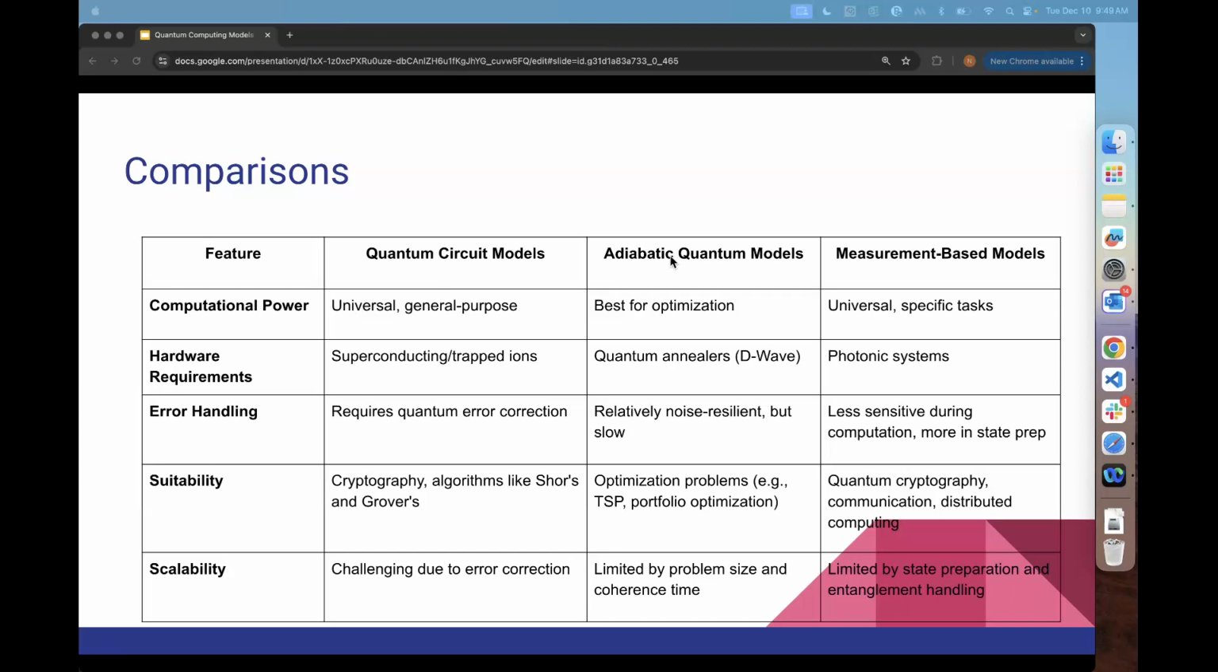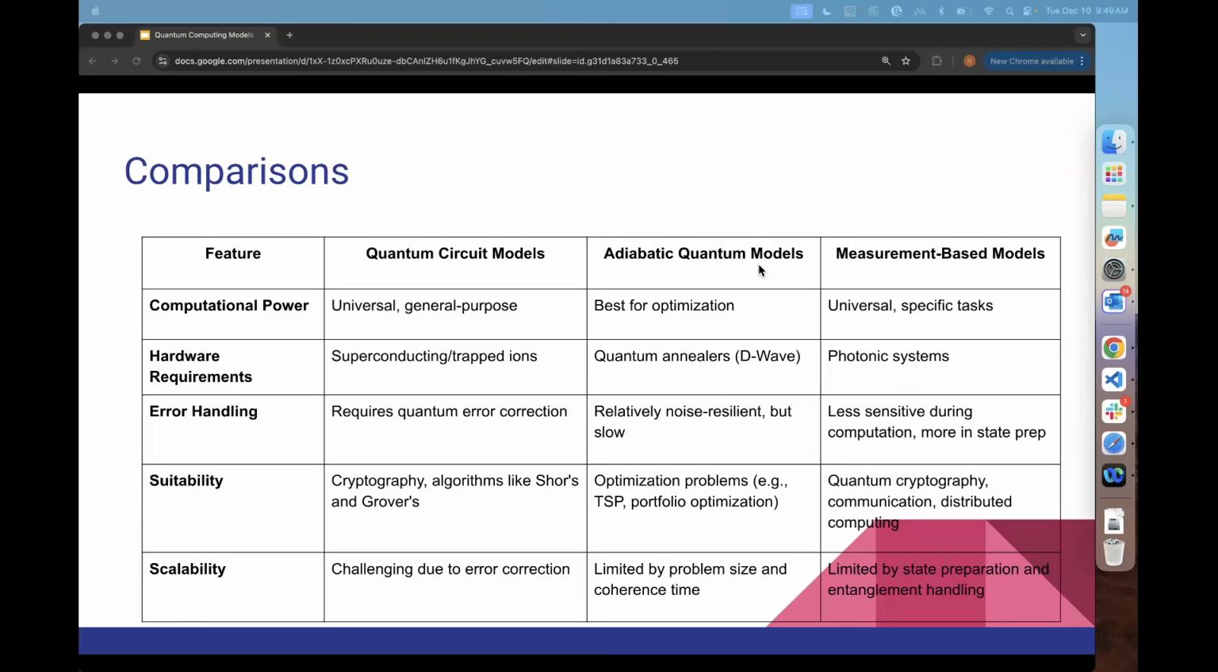And when you move on to adiabatic quantum models, these are best suited for optimization use cases. Their hardware requirement is quantum annealers, and one of the practical implementations of these adiabatic quantum models is D-Wave. It's a company that has adiabatic quantum computing based quantum chips.